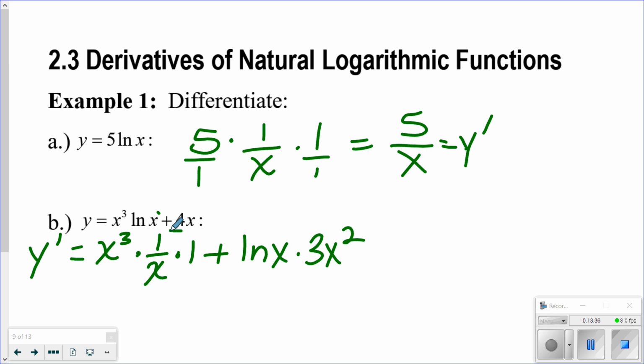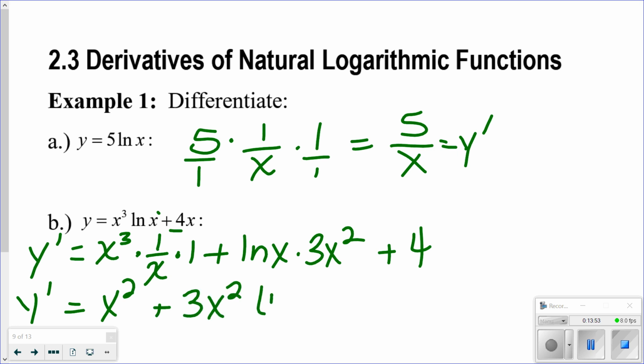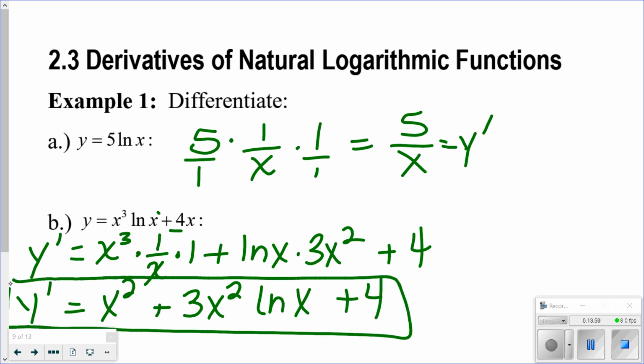Okay, and then we need to go to that second term. So we have plus 4. And let's see what we can do with all of this. Y prime. So I have x cubed over x, so that's going to just be x squared plus 3x squared times ln x plus 4. That should be your final answer.